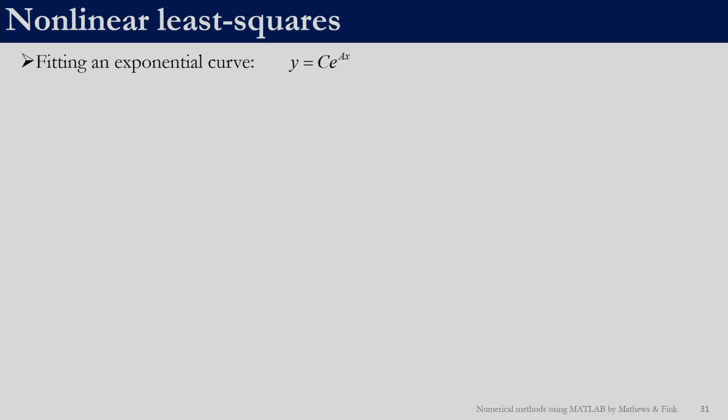Let us say we have been given this x and y data, and we are required to fit this model: y is equal to c e power a x. So, y is given, x is given. Now we need to fit this model. Basically, we need to find out what the c value and a value are, such that this model would best represent the data that we have.